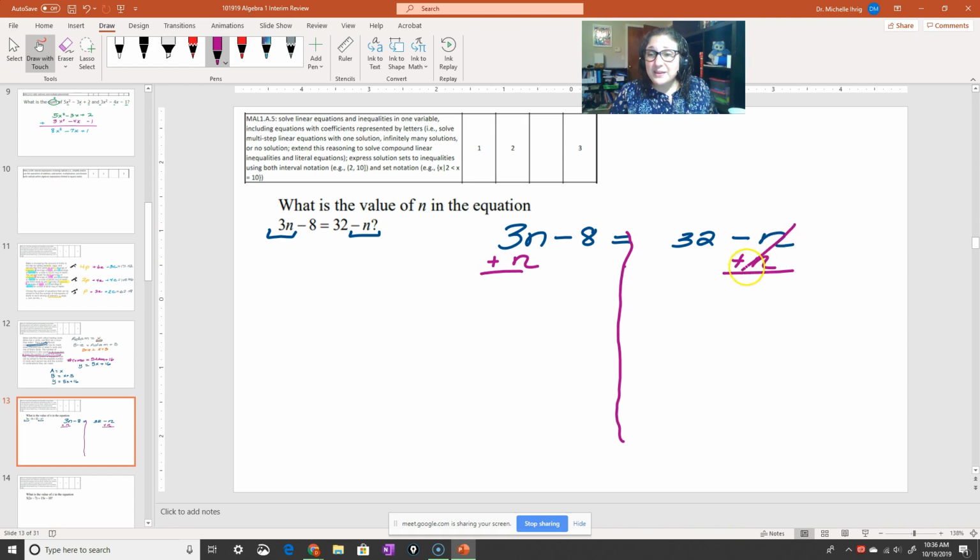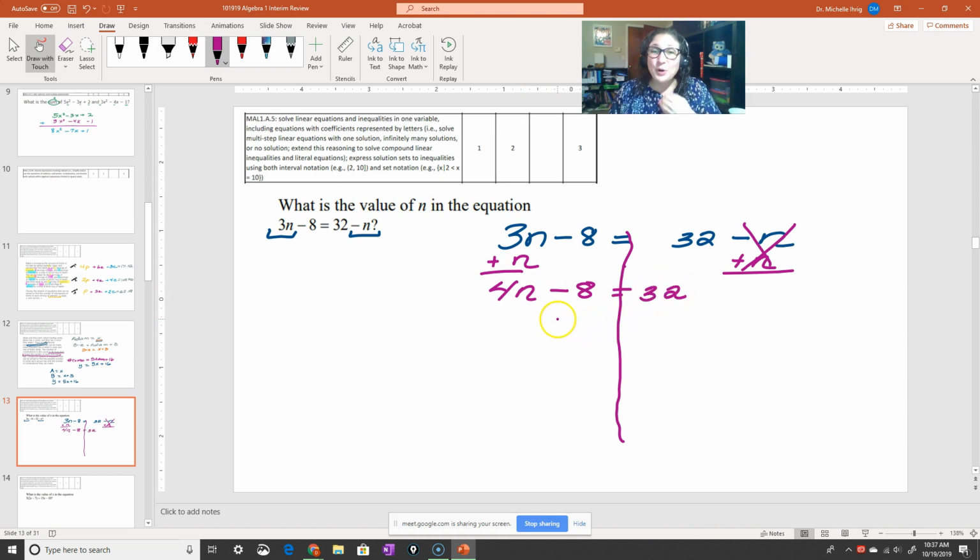When I do that, this eliminates it. It's like I have -1 plus 1 is going to give me 0. That's our goal. Our goal is to eliminate the n, and basically the terminology we're using is called isolate the variable. That's what we're doing. We're isolating the variable. So I've got 3 n's plus 1 n leaves me 4 n's.